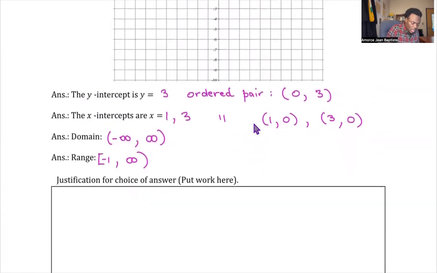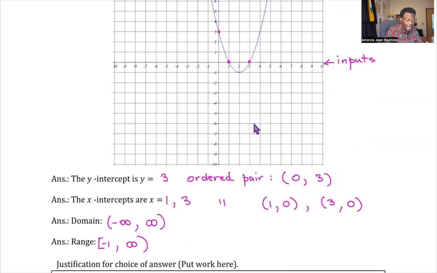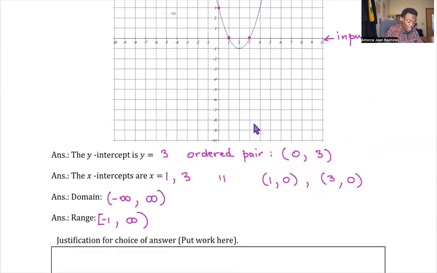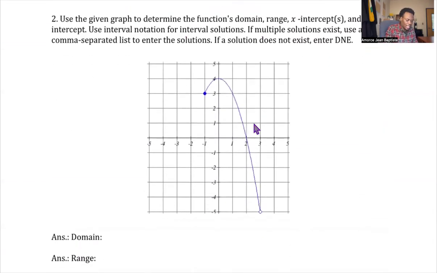Okay, so that was the four elements that we needed to find: the x-intercept, the y-intercept, the domain, and the range of this graph. We analyzed it, and we see that the domain was negative infinity to positive infinity. The range was from -1 all the way up to positive infinity, and the x-intercept and the y-intercept are where the line crosses the x-axis and the y-axis. Let's move on to the next example.